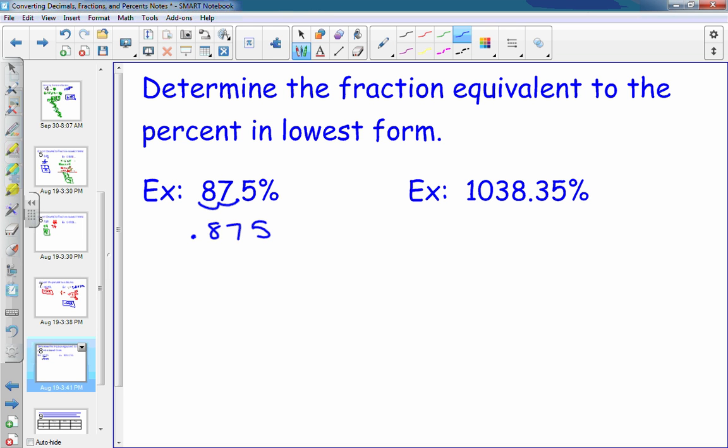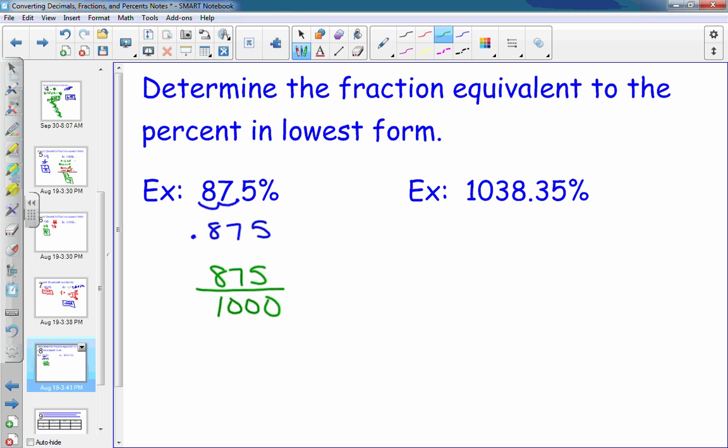Now what do I have to do with that? You have to make this right here. Look at the place value. This is the tenths. What's this? Hundredths. What's this? So this is 875 over 1,000. 875 over 1,000. Do we see that? Yes or no?